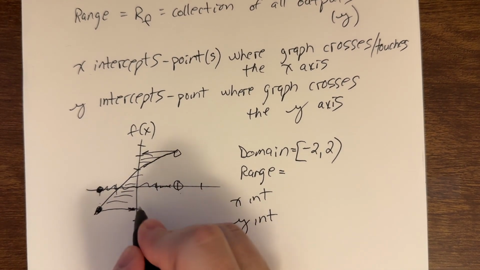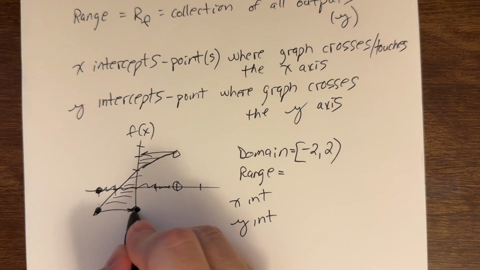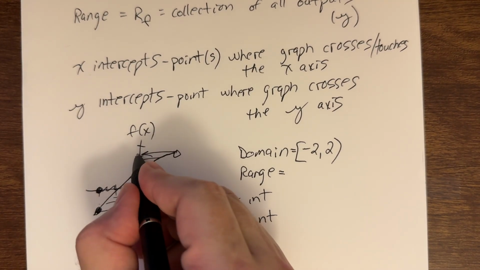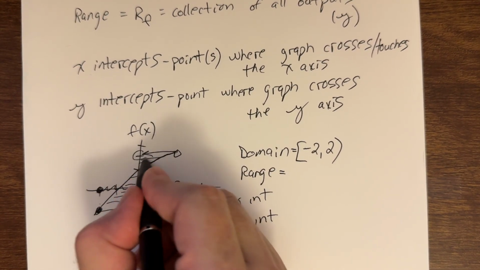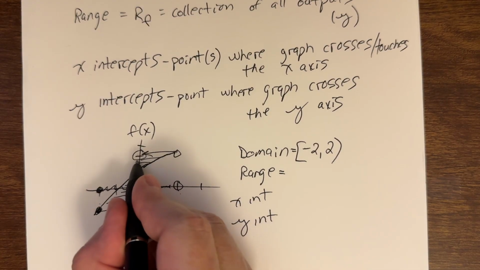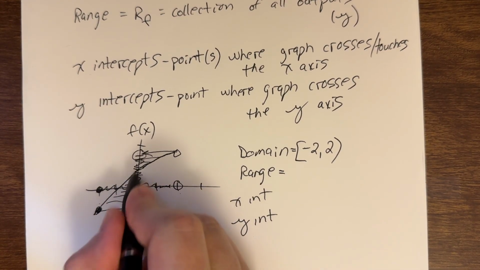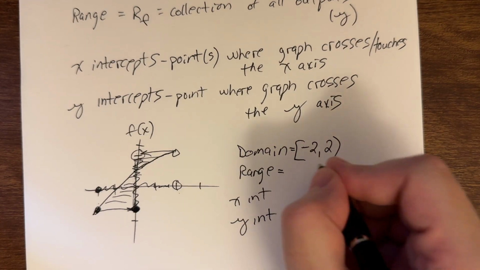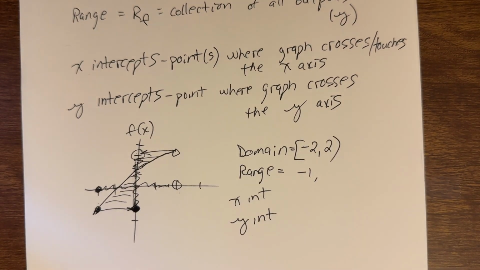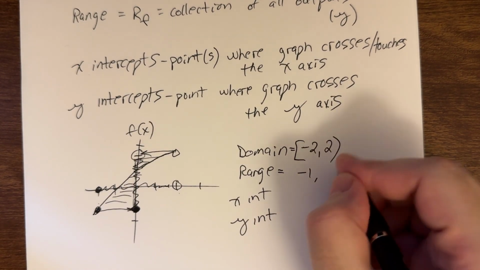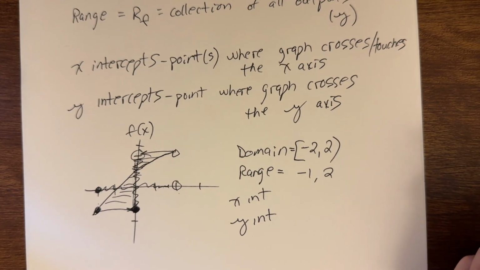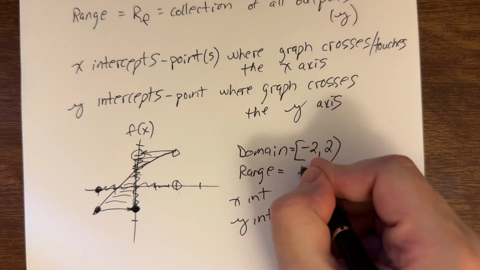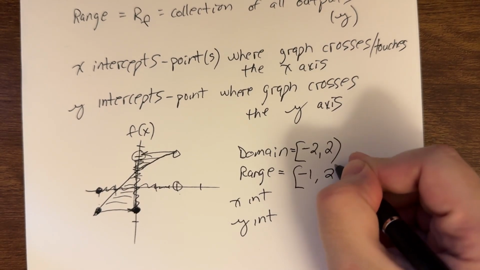So this point marks off my bottommost point, filled in. This point marks off my topmost point. That's an open circle. We are looking at this interval. 1 unit below the origin, that'll be a minus 1 for y, to 2 units above, that'll be a positive 2. Filled in here, bracket, open up here, parenthesis.